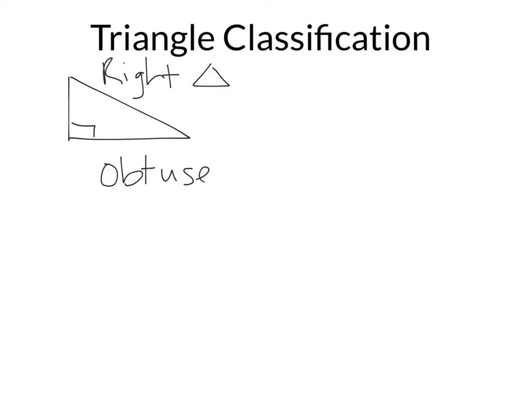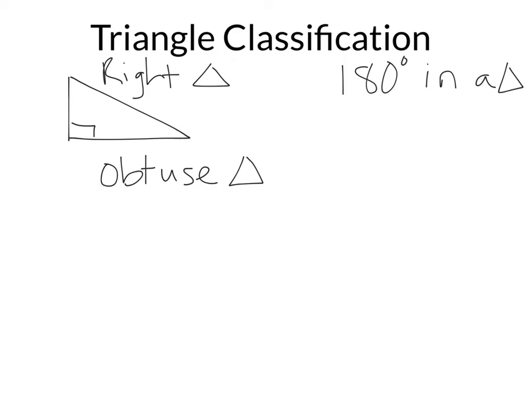Obtuse triangle. What does that look like? Okay, I think right now it's best to talk about how a triangle, and we might have already talked about this, has 180 degrees in it, right? 180 degrees in a triangle. So when we're classifying a triangle, we're really talking about its largest angle.